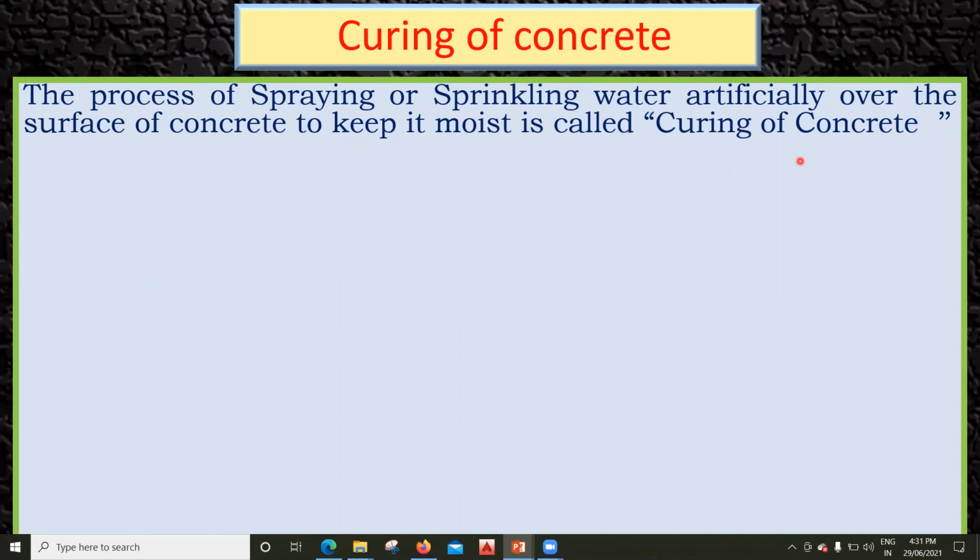So how do I take care of this? Now I know that if I put a concrete structure, then obviously the evaporation is going to happen. So in order to stop that evaporation, what we do is artificially spray the water on the concrete surfaces. So if tomorrow the evaporation happens, then what will happen? The water which we have artificially provided over the concrete will get evaporated, and not the water which is present inside the concrete, right? So that is the main idea of doing curing.